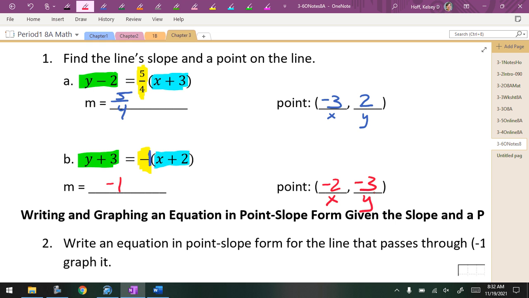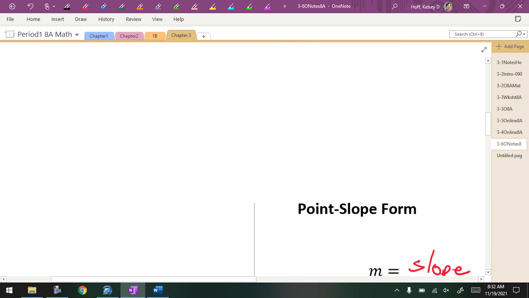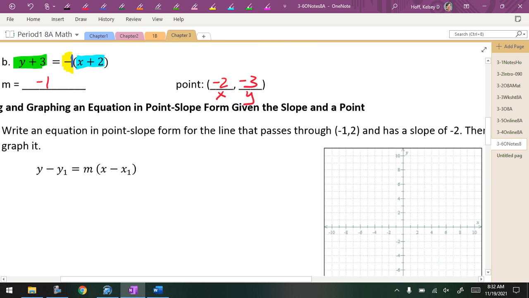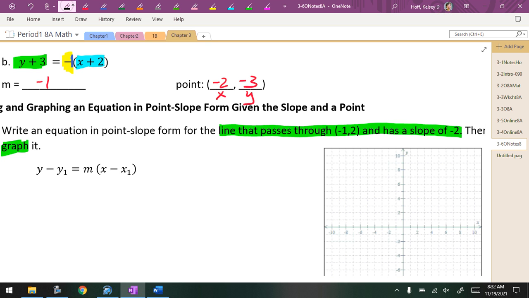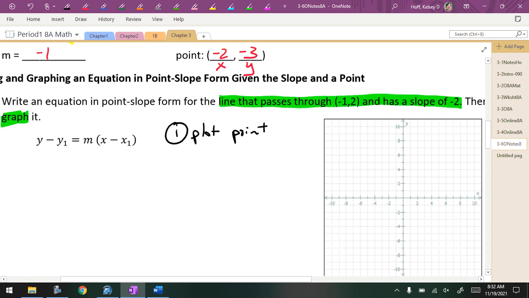Now, the next type of problems, they're going to ask us to graph. Okay? Ms. Hoff's going to change these directions a little bit. All we're going to do is graph a line that passes through -1, 2, and has a slope of 2. We're not even going to write the equation. When they give you a point and a slope, the first thing you do is plot the point. Just like you would plot the y-intercept, but this time it's not going to be on the y-axis. It's going to be a random point.